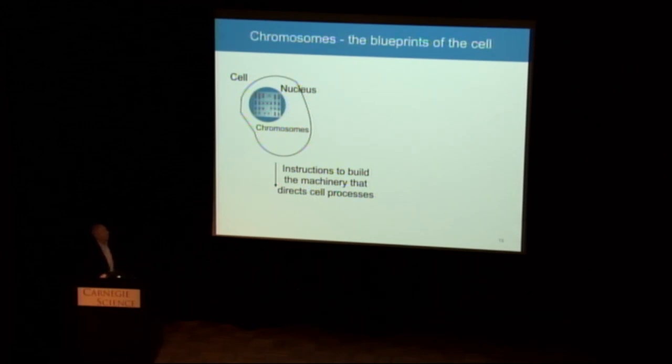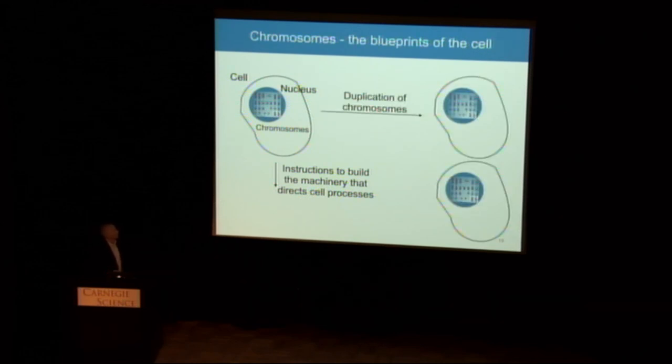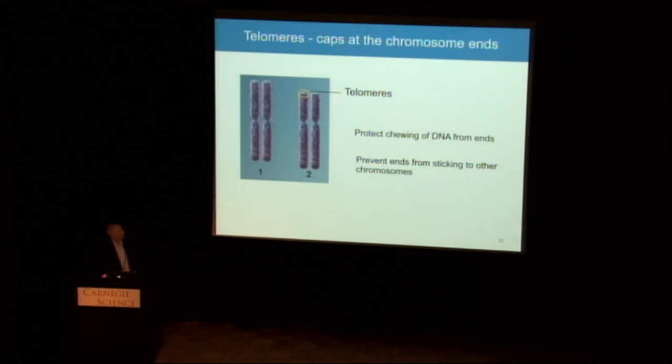They're so important, of course. Every time you duplicate the cells, you also have to duplicate the chromosomes, because each cell needs to have this set of instructions in order to build its building blocks. Well, if we look at a chromosome more carefully, it's shown here.